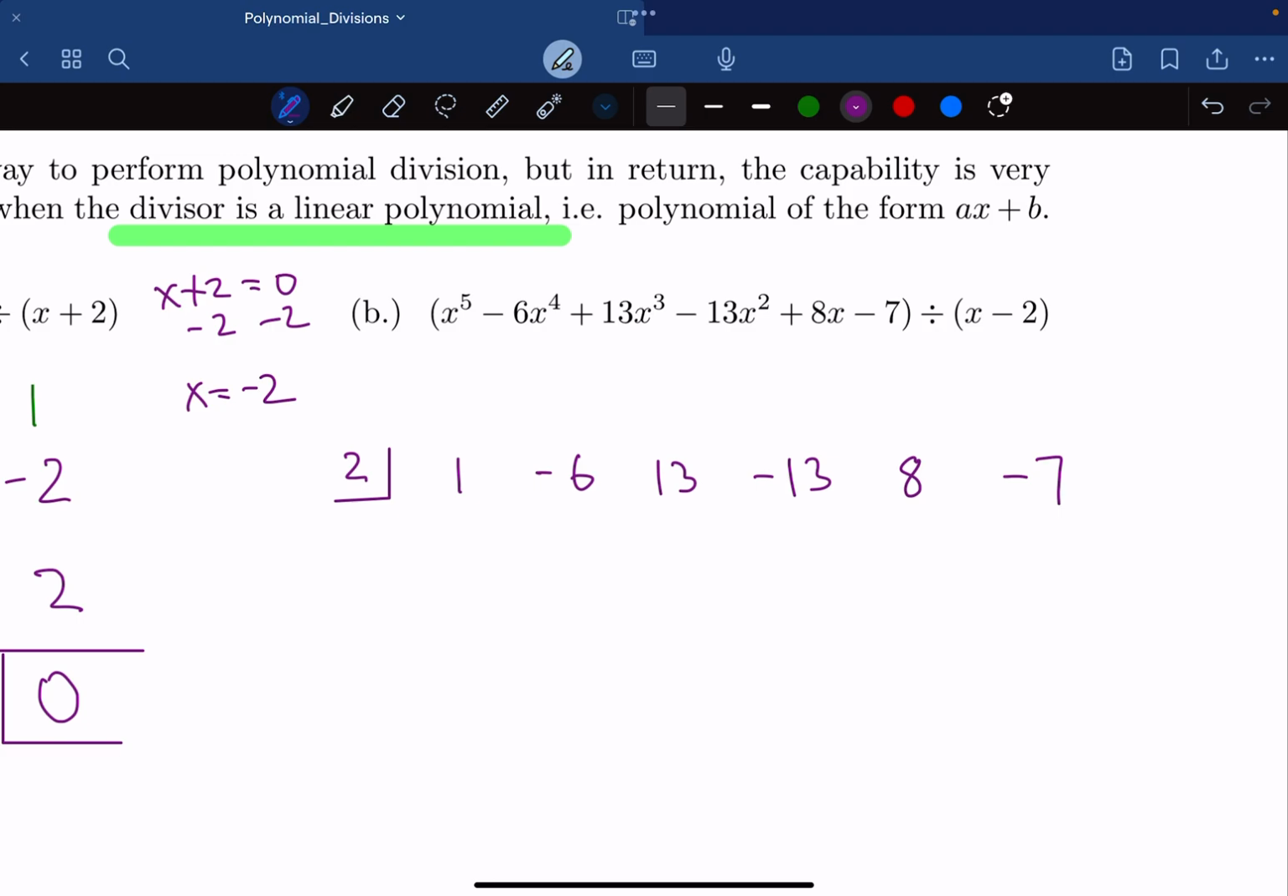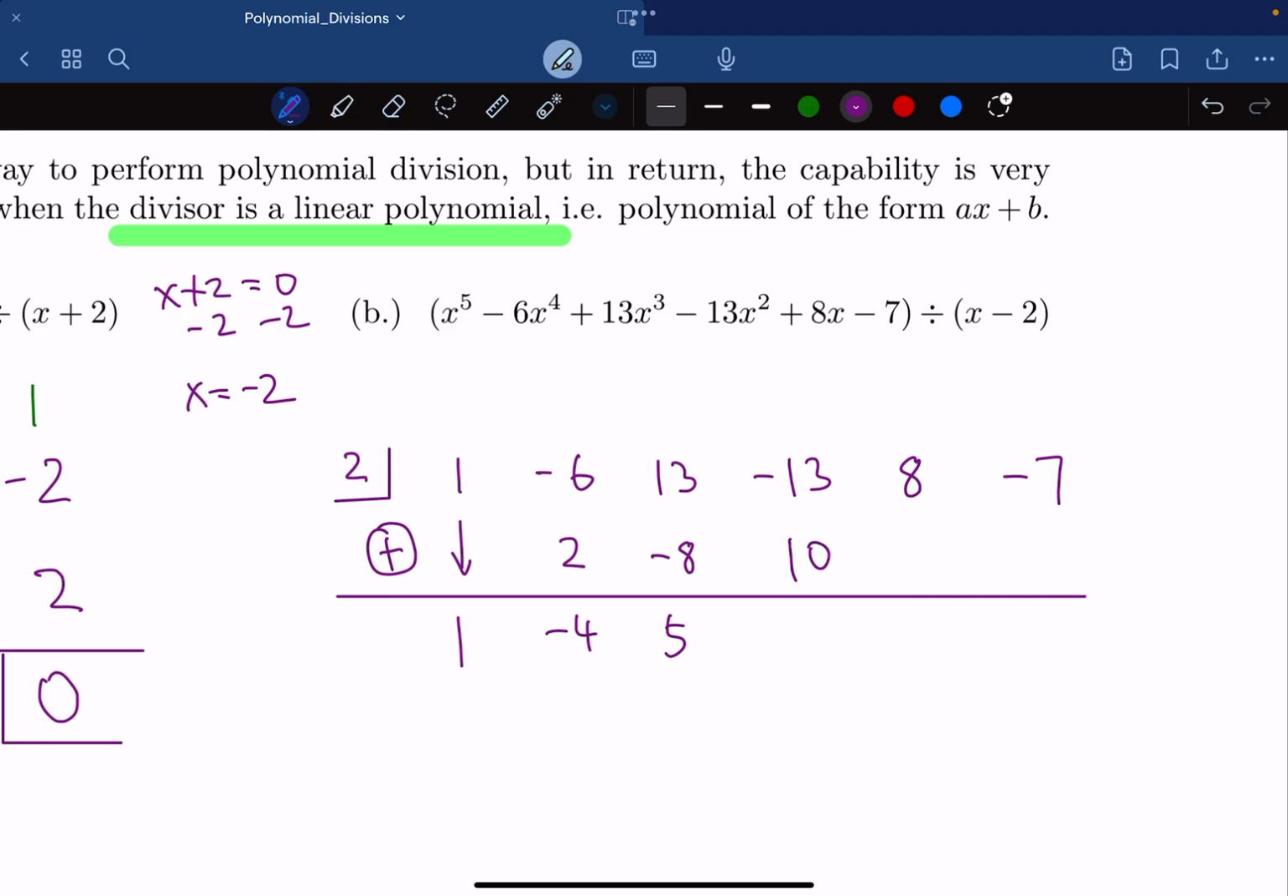Okay. So we are ready to do that division. Drag the 1 down. 2 times 1 is 2. We're going to add them. Negative 6 plus 2 is negative 4. 2 times negative 4 is negative 8. 13 plus negative 8 is 5. 2 times 5 is 10. Negative 13 plus 10 is negative 3.